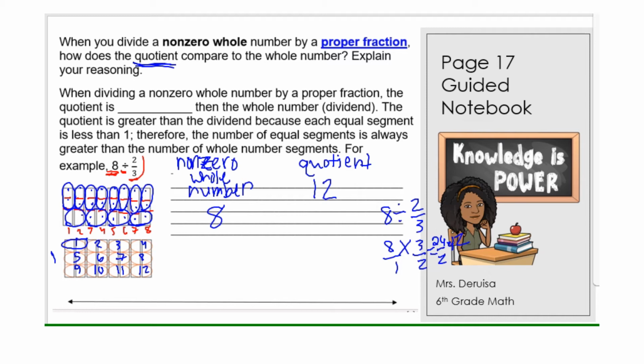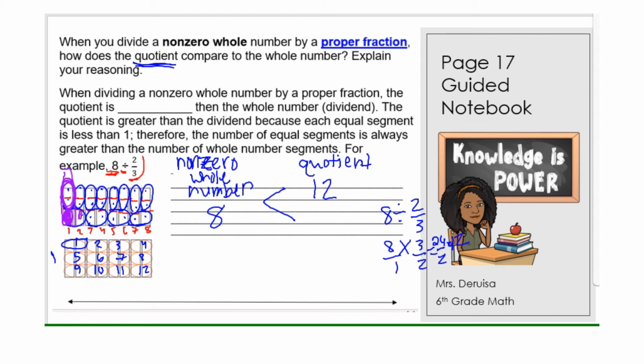So I can compare 12, which is my quotient, is going to be greater than my non-zero whole number 8. And the reason is, if I look here at the modeling, this is one whole group. So every time I make a group of 2/3, I'm not taking the whole group away. I still have a section left over. This section right here is still left over, and that's 1/3. So every time I take away a whole group of 2/3, I'm going to have 1/3 left, which means the groups of 2/3 will be higher than the 8 that I originally started with.